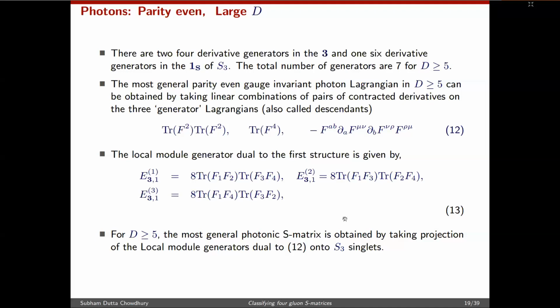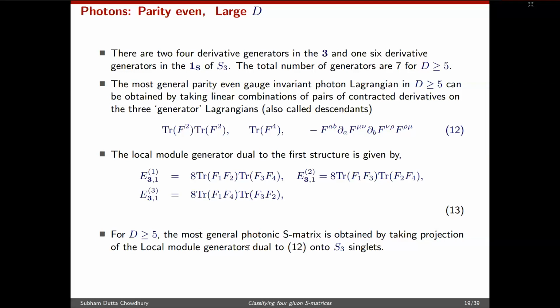And finally, from this equation 13, to get the full S matrix, you just project onto S3 singlets, which is basically taking the sum of all 3. So this is the crash course on how to go from how we construct modules, module counting, to explicit S matrices. Is there a question? Any question?